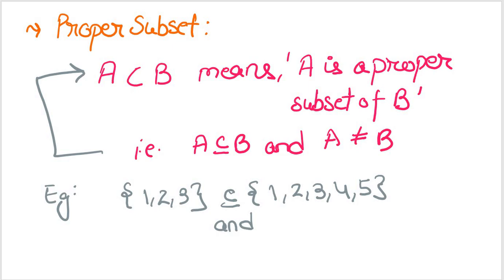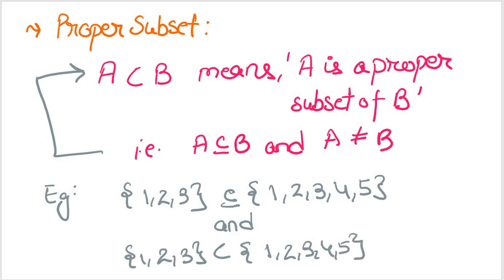And the same, this 1, 2, 3 is a proper subset of 1, 2, 3, 4, 5, because there isn't any additional element in this, so that particular thing holds true. I hope I'm able to make some sense with the help of these examples. Now let's have some more discussions.